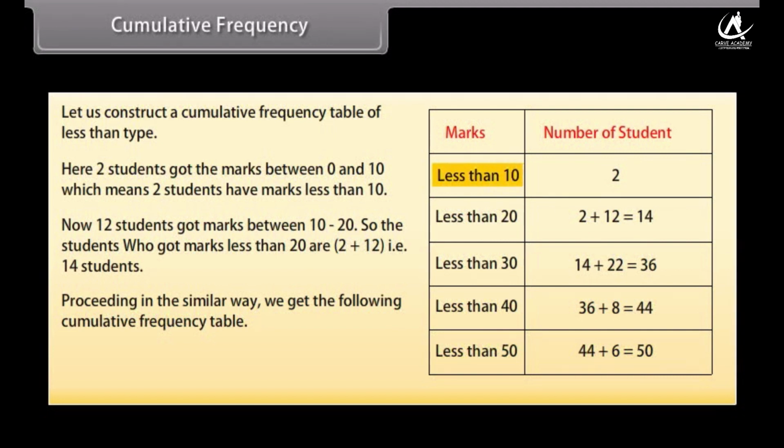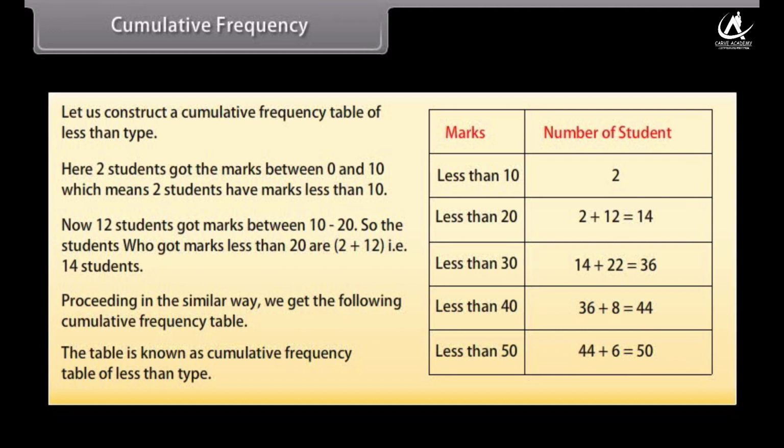For marks less than 10, number of students are 2. For marks less than 20, number of students are 2 plus 12 equals 14. For marks less than 30, number of students are 14 plus 22, which equals 36. For marks less than 40, number of students are 36 plus 8 equals 44. For marks less than 50, number of students are 44 plus 6 equals 50. The above table is known as cumulative frequency table of less than type.